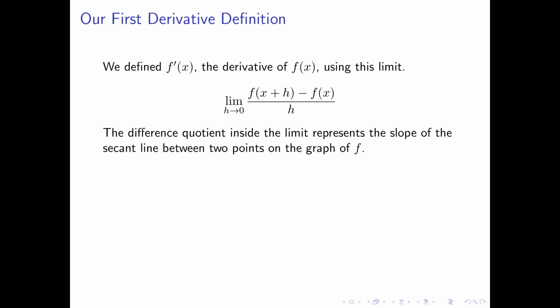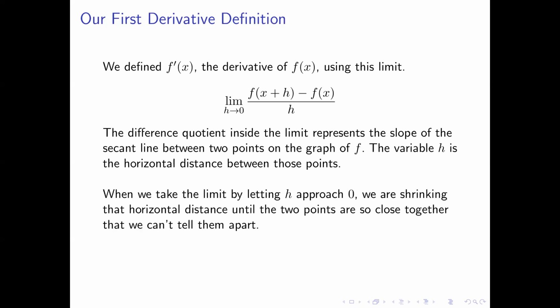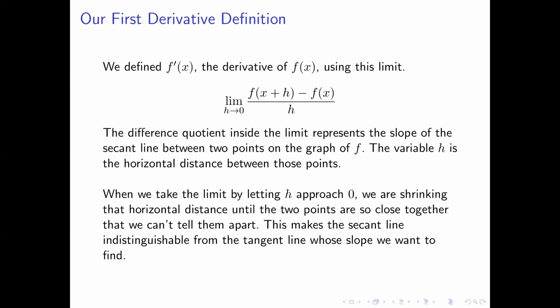The expression inside the limit, which we call a difference quotient, represents the slope of a secant line going between 2 points on the graph of f, where h is the horizontal distance between those 2 points. And when we take the limit and let h approach 0, that means that we shrink that horizontal distance between the points smaller and smaller until the points are so close together that we, in effect, cannot tell them apart. And when that happens, the secant line that we start with becomes indistinguishable from the tangent line whose slope we're trying to find. That's what a derivative ultimately gives us.